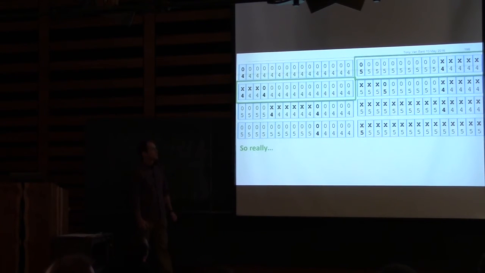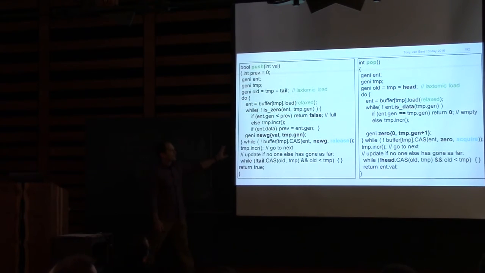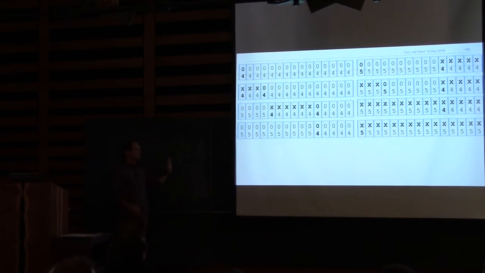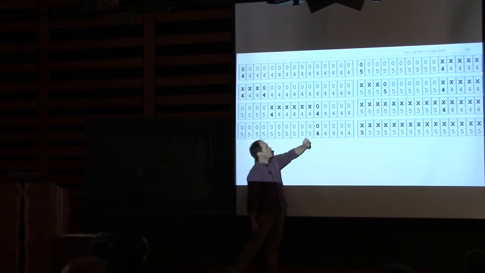I'll just go back again. If you look at the code, push uses tail, never uses head, and pop only looks at head, never looks at tail. I think that's a good property. They don't collide, and they have no relationship between each other. Each one is only looking at the data in its own way. And the data is consistent enough, because we have a generation count, such that I can guarantee that either this is the real spot, or it's not.